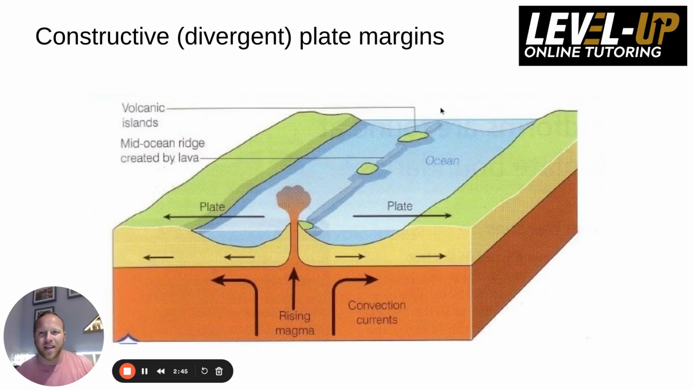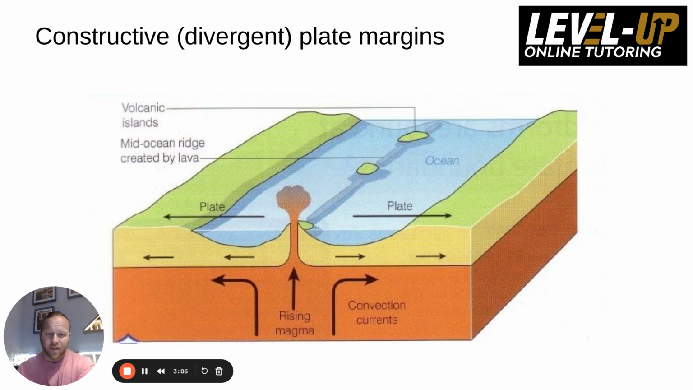The next one is a constructive plate or a divergent plate. And as the name states, these are plates diverging, so they're spreading apart. And as the plates spread apart, all the magma in the mantle beneath can rise up through the gaps. This can lead to shield volcanoes, which are more of a shield shape, hence the name.